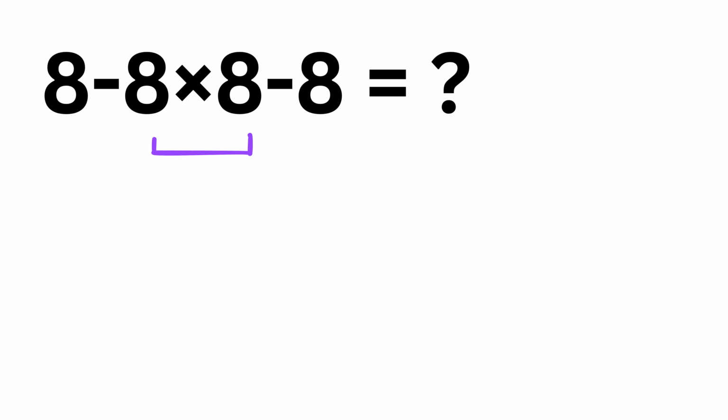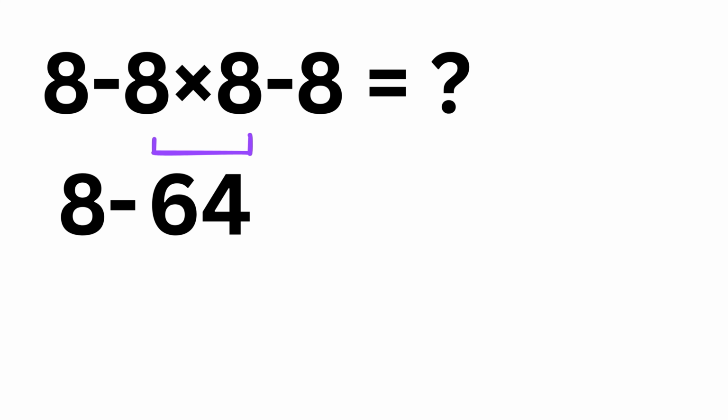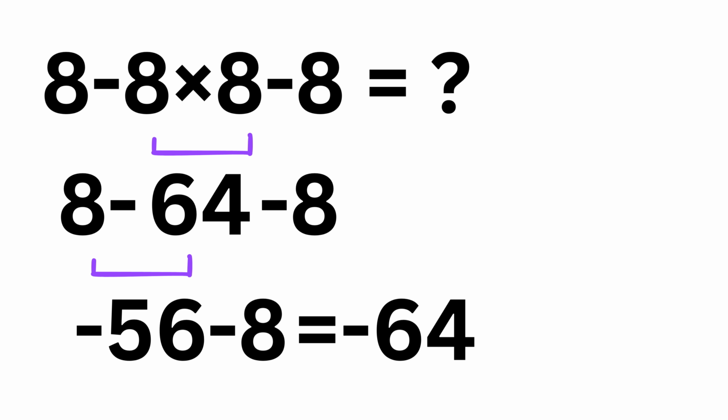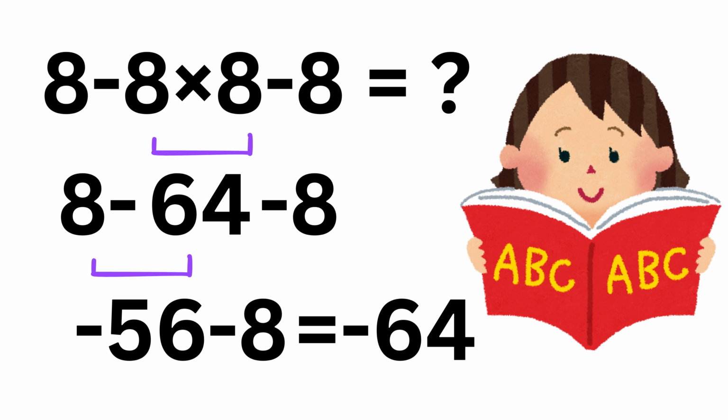8 times 8 gives us 64. So we have 8 minus 64 minus 8. 8 minus 64 gives us minus 56. And minus 56 minus 8 gives us minus 64. And this is our final answer to this problem. The correct answer is minus 64.